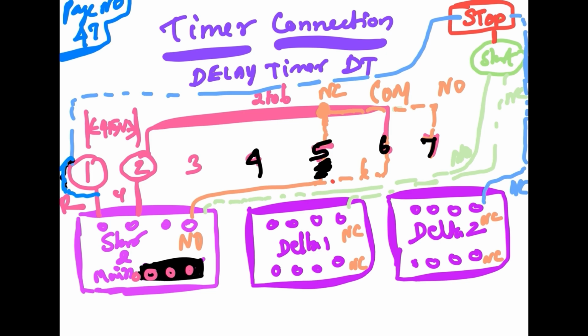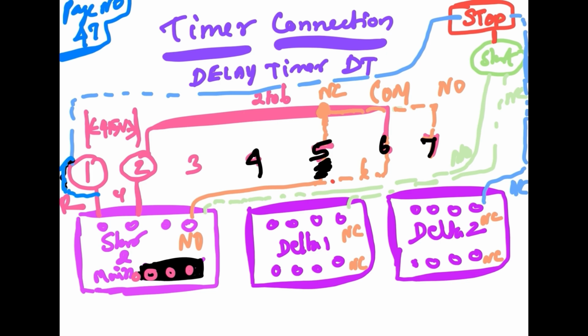Timer connection is shown in the figure. Terminals 1 and 2 are connected to the 415 volt supply, connected to the R phase and Y phase. 2 and 6 are short circuited, and C terminal is common, connected to NC and NO. NC is normally closed, NO is normally open. In the first contactor, the normally open point, the fourth point, is connected to the common point of the timer, and that is connected to the start button, which is normally open.